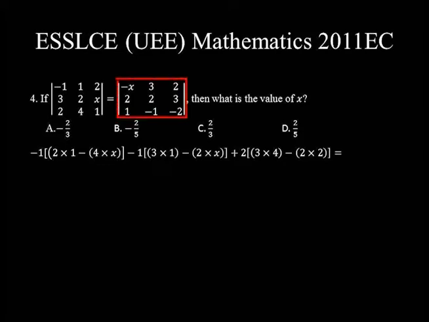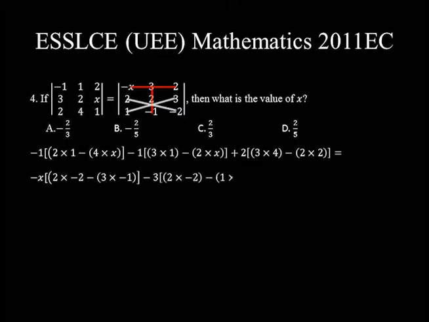which is equal to the determinant of the right hand side matrix, that's negative x times, cross out row 1, column 1, we are left with 2 times negative 2 minus 3 times negative 1, minus 3 times, cross out row 2 and column 1, we are left with 2 times negative 2 minus 1 times 3, plus 2 times, cross out column 3 and row 1 in this case, then we are left with 2 times negative 1 minus 2 times 1.